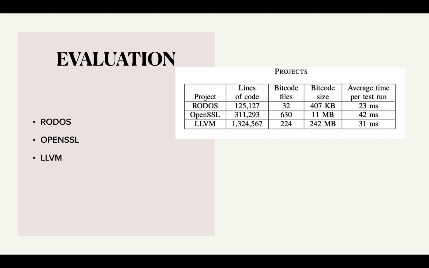First is Rhodos. Rhodos is a real-time operating system developed by German Aerospace Center. It is written in C and C++ and uses CPP unit test framework for its test suite. It can be run on Linux and other POSIX compliant operating systems.